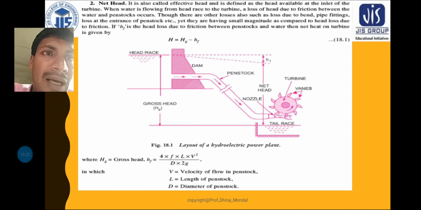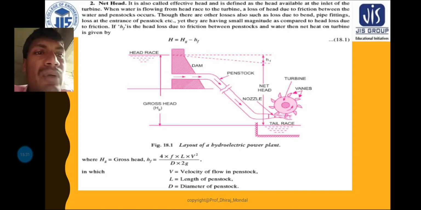Okay, so how can we calculate this HF? HF is nothing but head loss due to friction. So HF is equal to 4FLV square by 2GD. Okay, so Hg is the gross head. Remember, keep it in your mind. Very, very important for your exam or when you will be solving some numericals.